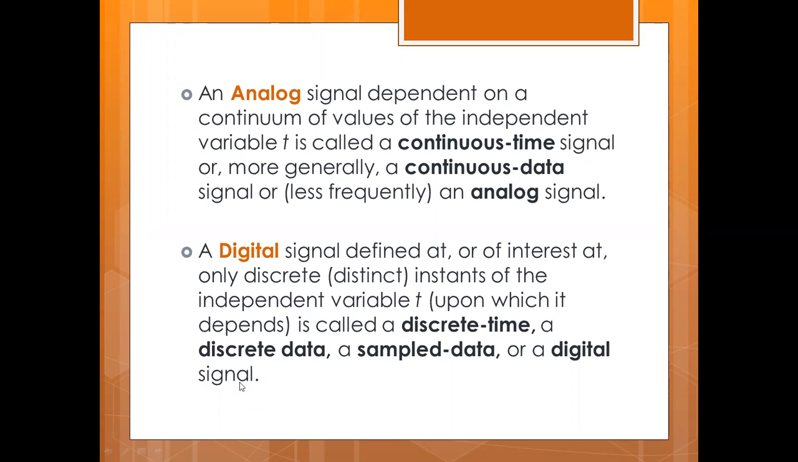The common form of the signals that are now being transmitted from one source to another is what we call the digital signal. It is defined at, or of interest at, only distinct or discrete instances of the independent variable time upon which it depends. So a digital signal is also referred to as a discrete time signal, a discrete data signal, or a sampled data signal. So these three are synonymous to the digital signal: discrete time, discrete data, or sampled data signal.